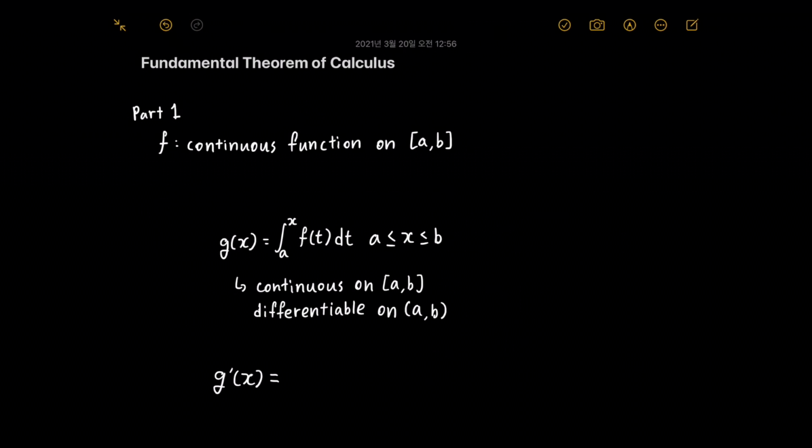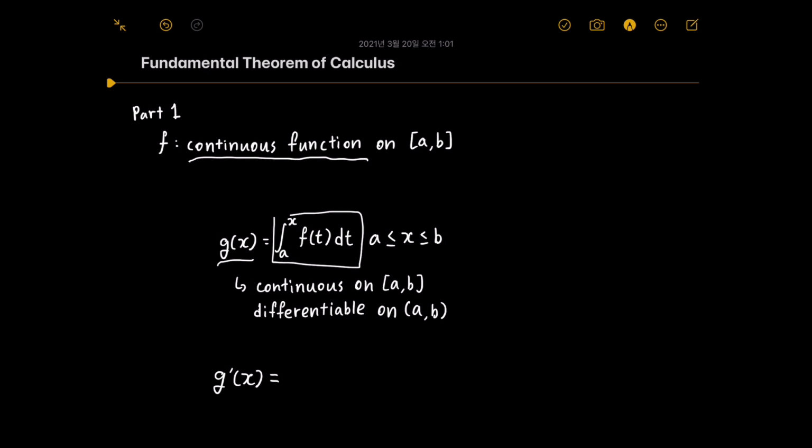In this video, I want to talk about the fundamental theorem of calculus. There are two parts of this theorem, and I want to talk about part 1 now. There's a function f, which is continuous on a to b, and there's a function g of x, which is defined by this function, and x is from a to b. And g is also continuous on this interval and differentiable on this interval.